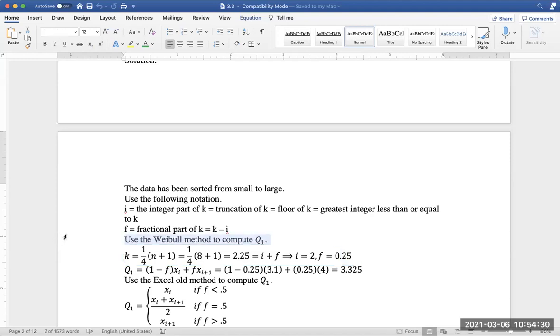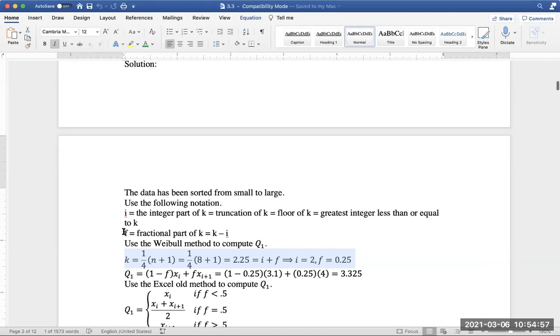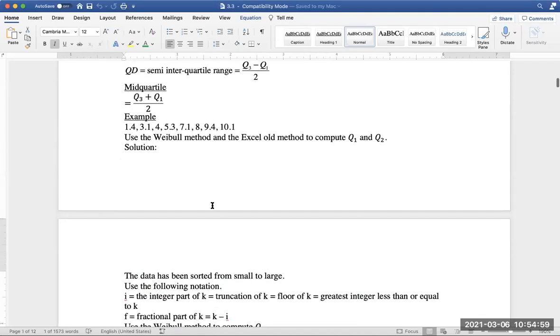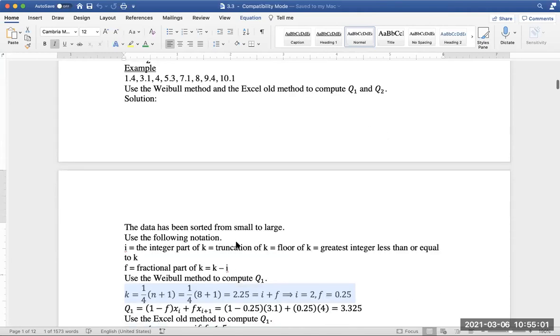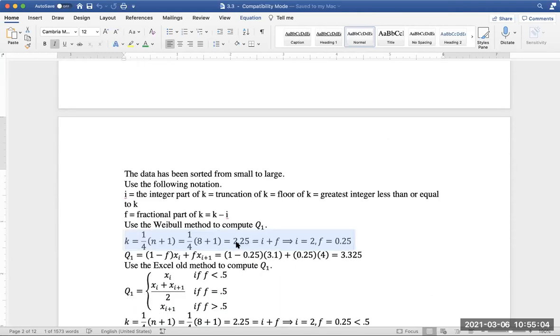So let's use the Weibull method to compute the first quartile. If you remember the way I constructed the quartile, it took the median of the median. So I did half, and then I did half again. So that's 1/4. So for the Weibull method, k is equal to 1/4 times n plus 1. N in this case is 8, plus 1 is 9, divided by 4 is 2.25.